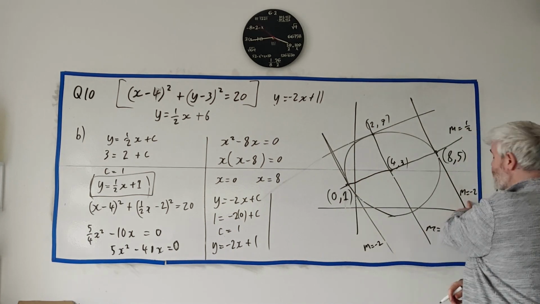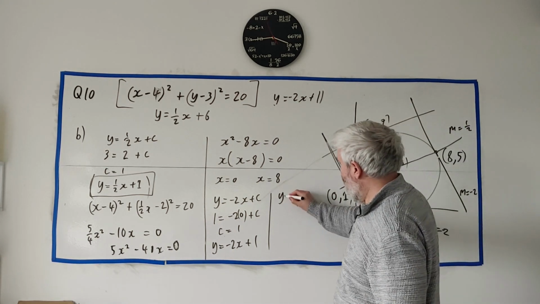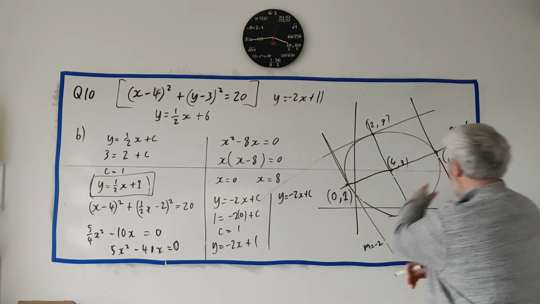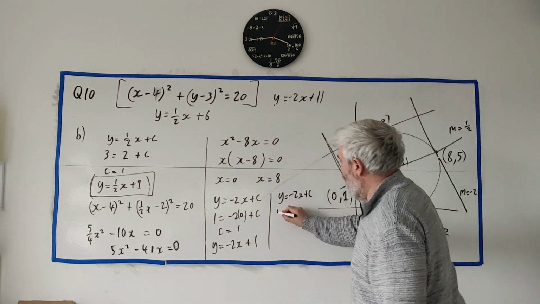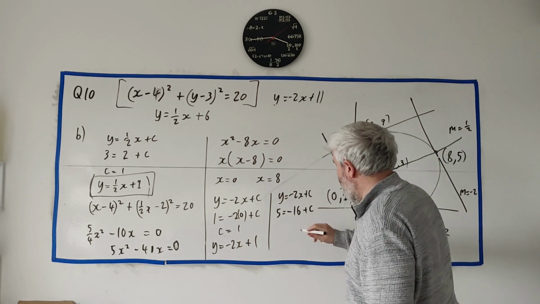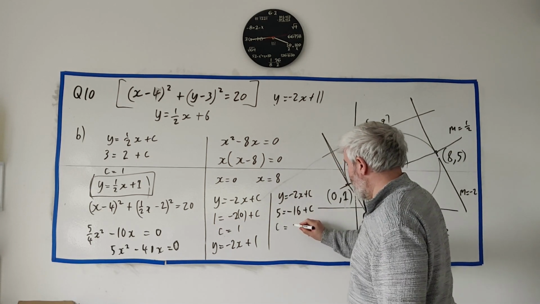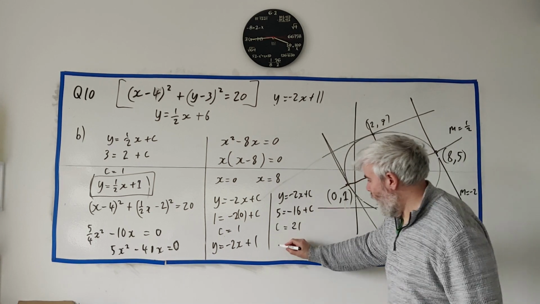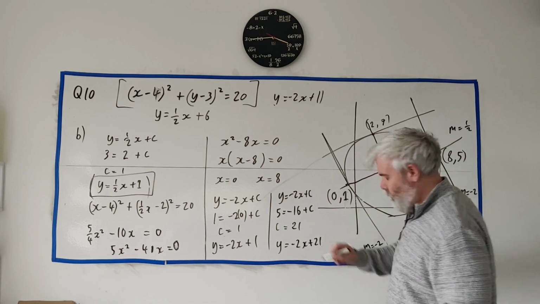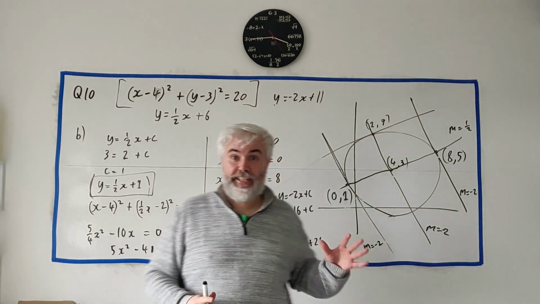And this guy over here, if you can see, that should be y is equal to minus 2x plus a c. What's c? Let's fill in the points. We get 5 is equal to minus 16 plus c. C is equal to 21. So the equation is y is equal to minus 2x plus 21. Okay, that is the full answer.